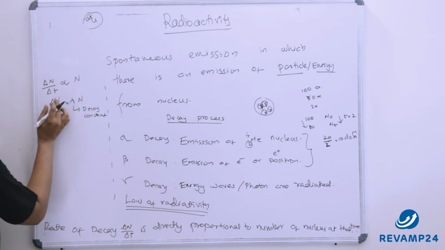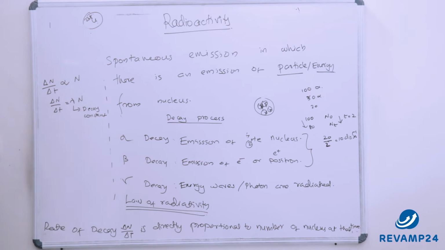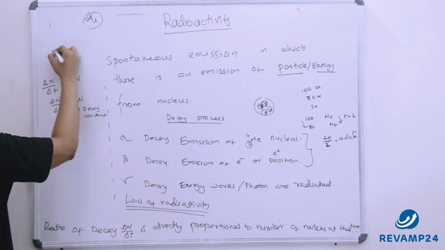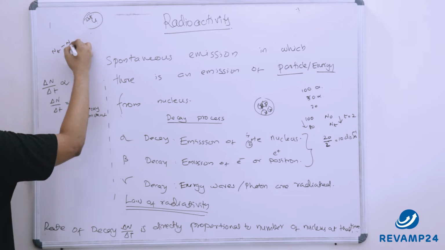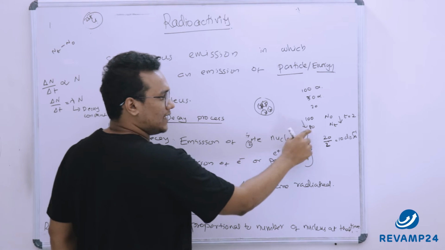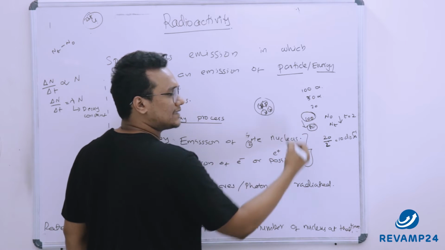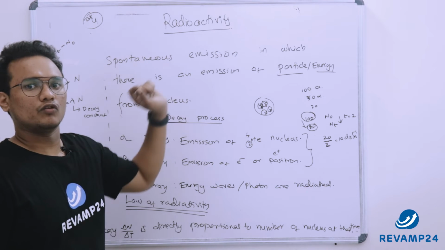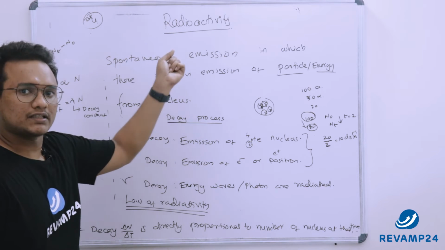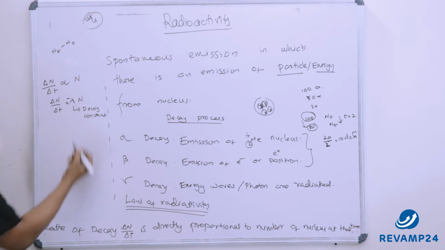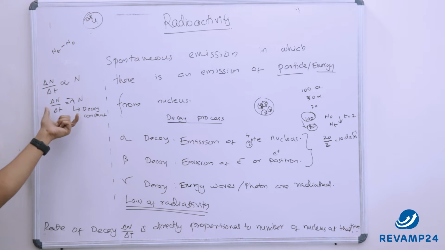Why decay constant? The higher the lambda, the higher the rate of radioactive decay. Now we know delta N means final minus initial, Nt minus N0. In this example, the final number of nuclei is 80, initial is 100. So 80 minus 100 would be a negative value, but we need a positive value, right? So I will keep a negative sign here, just to adjust with the sign.